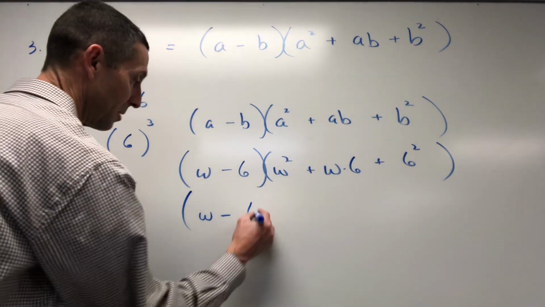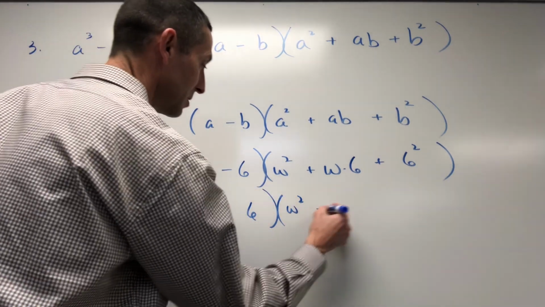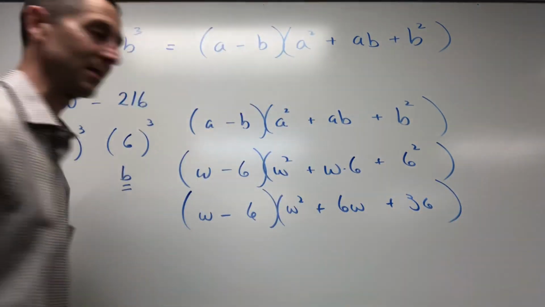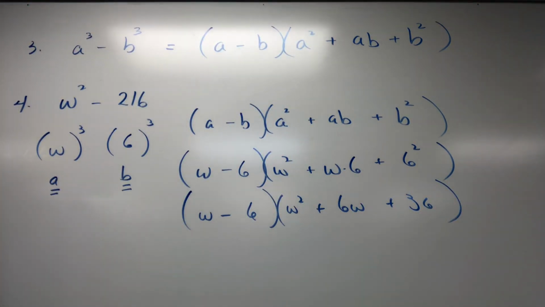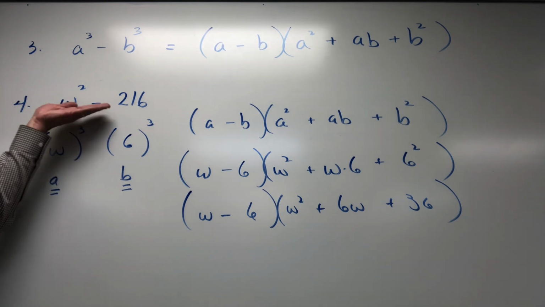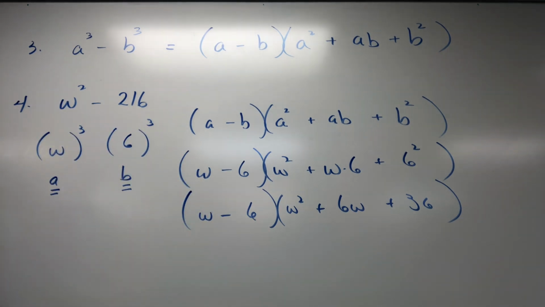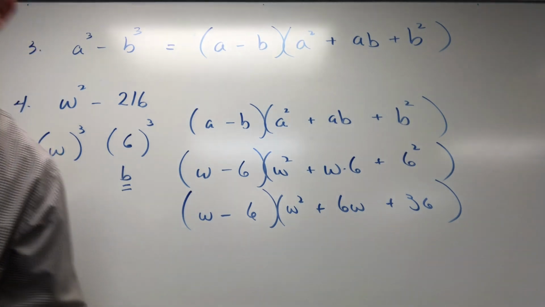So here we go, w minus 6, w squared plus 6w plus 36. And what we have here is a difference of cubes. Okay, there's 4 examples in the books. Let's do 2 more.